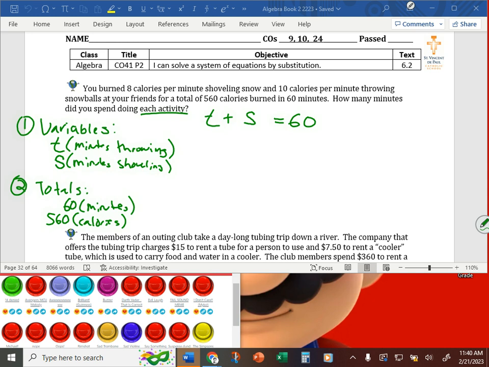Okay? And remember, the thing about a system is that it's not enough just to have this equation and solve it. I mean, T could be 40, S could be 20, T could be 30, S could be 30, T could be 59, S could be 1, right?